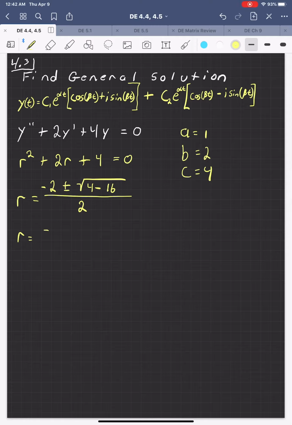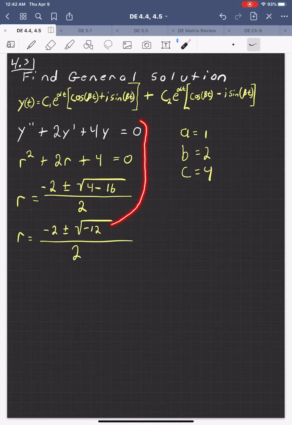Okay, so it's at this stage right here that you realize that what's inside that radical, that negative 12, is going to mean that we're going to have complex roots. We're going to need to use our imaginary notation. But more importantly, you should recognize that that means you are going to this form of the general solution, okay?